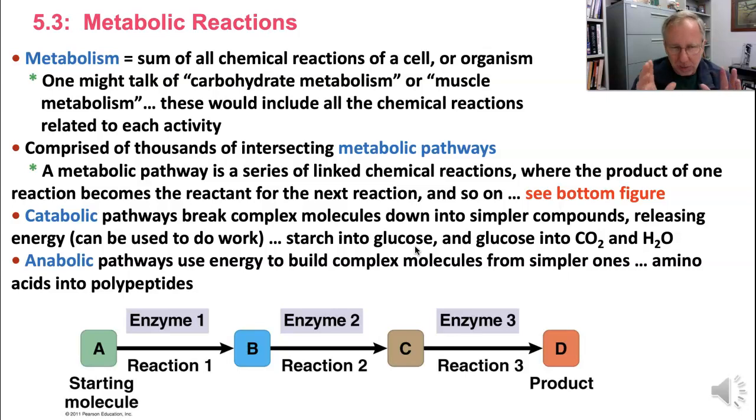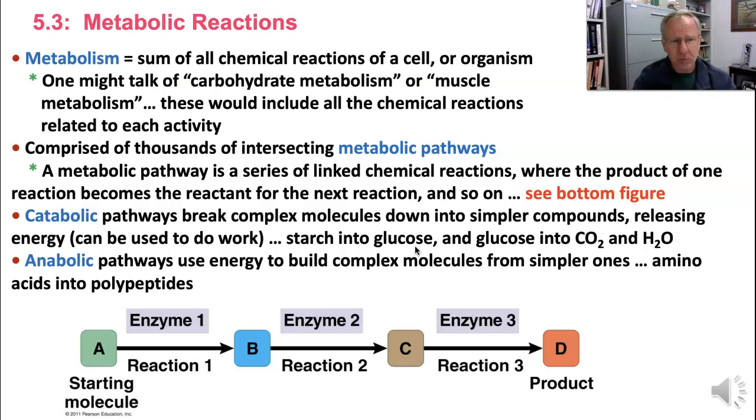So metabolism literally is the sum of all the chemical reactions occurring in a cell or in an entire organism. So we might talk about, for example, carbohydrate metabolism, being all the chemical reactions in our cells or in our bodies that have to do with breaking down or forming carbohydrates. Or we might talk about muscle metabolism, all the chemical reactions that are related to muscle activity. Or human metabolism, meaning all the chemical reactions in your entire body.